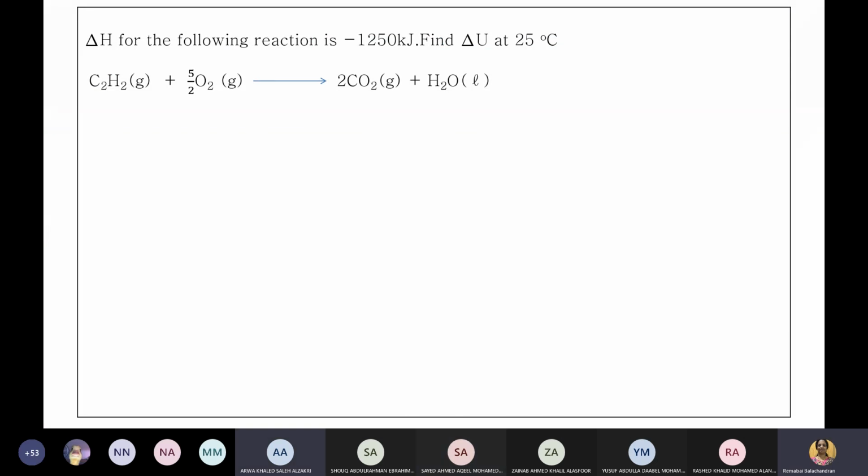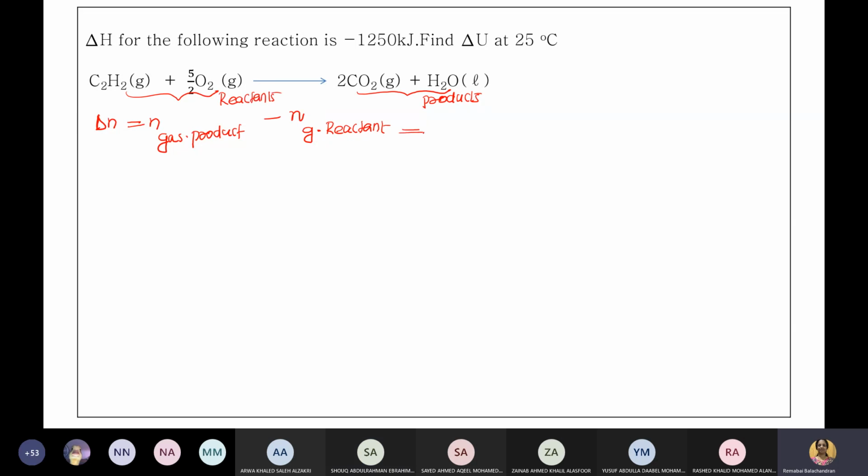Write the formula. Okay, so first of all, I'm going to find the value of delta n. Delta n is equal to the number of moles of gas products minus the number of moles of gaseous reactants. Now you know which are products. These are products, and these are called reactants.